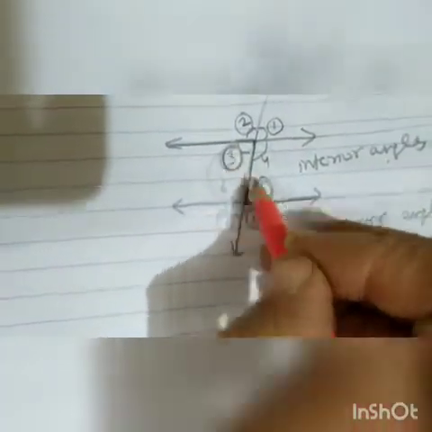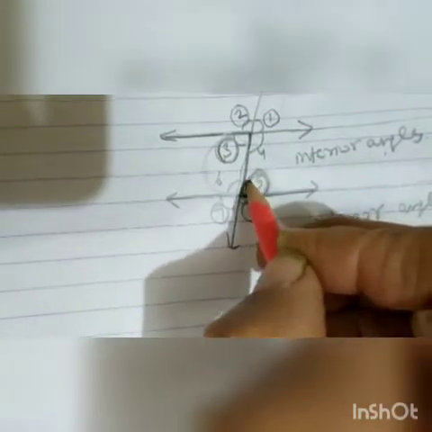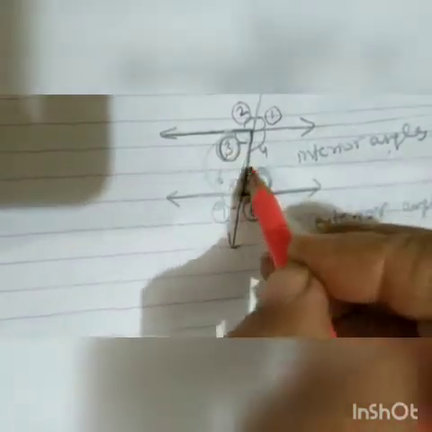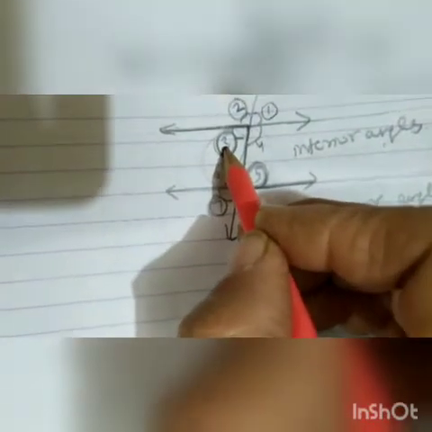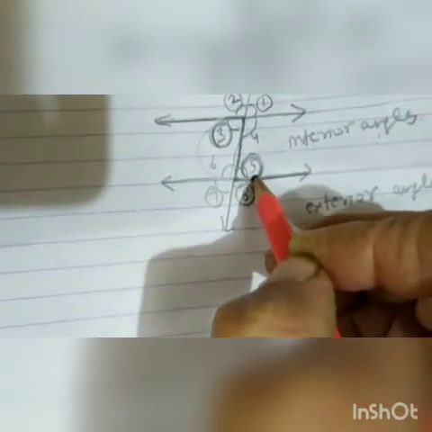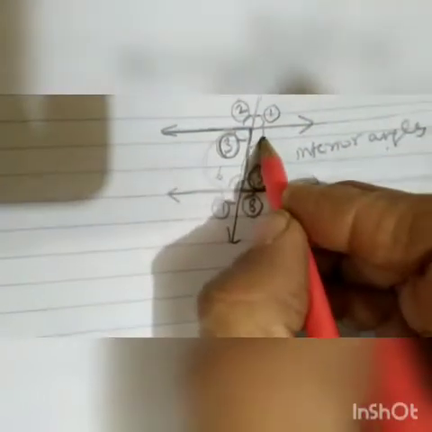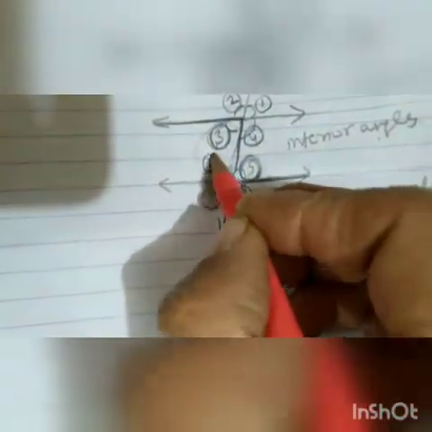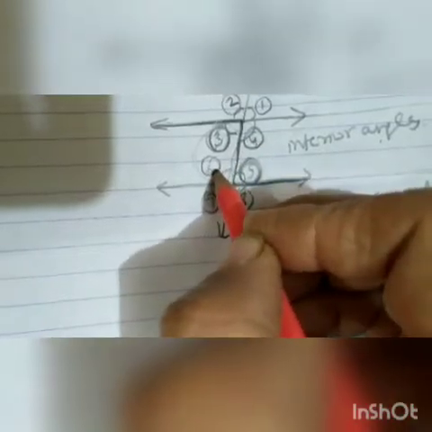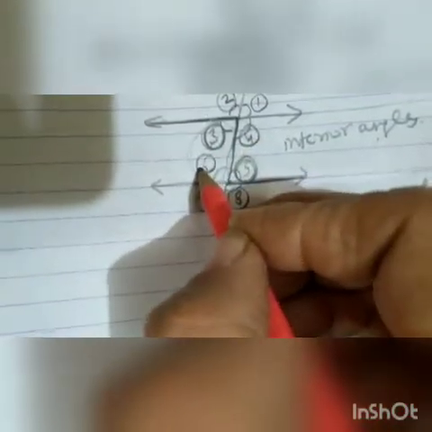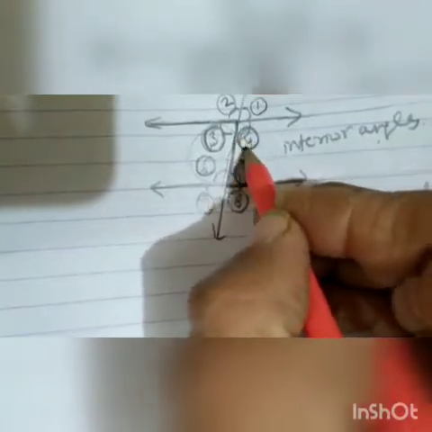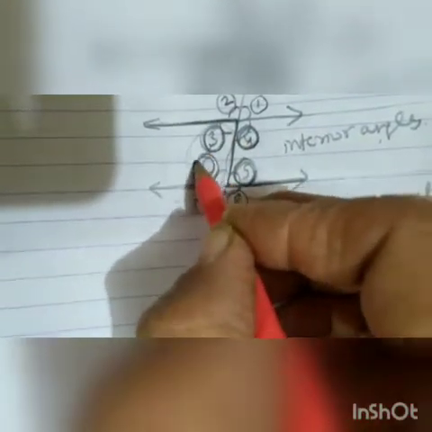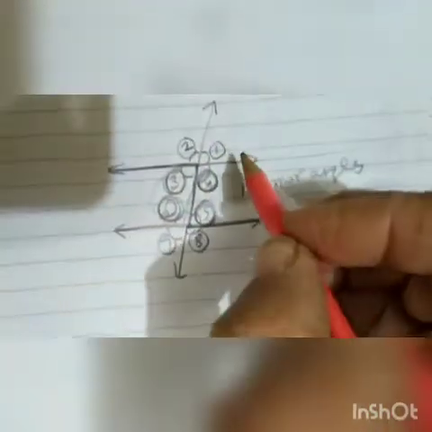See again, this angle 3 and angle 5. These two angles are known as alternate interior angles and they are equal. If angle 3 is 60 degrees, then angle 5 is also 60 degrees. In the same way, angle 4 and angle 6, these are also alternate interior angles and they are equal in measurement. If suppose this angle is 120, then angle 6 is also 120. Clear?